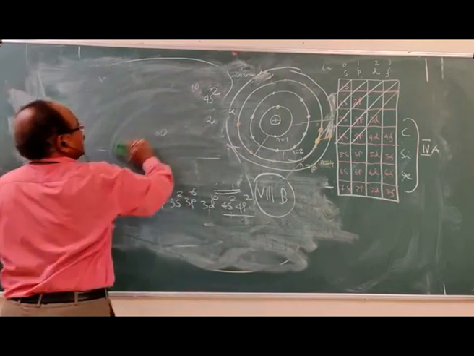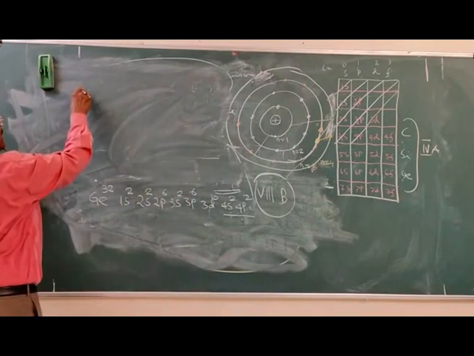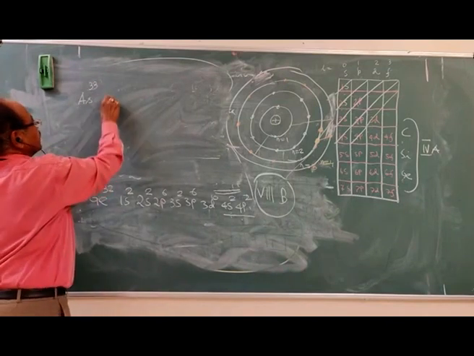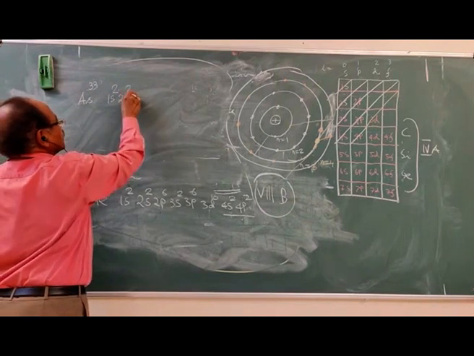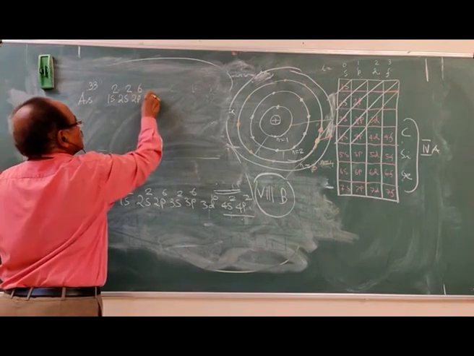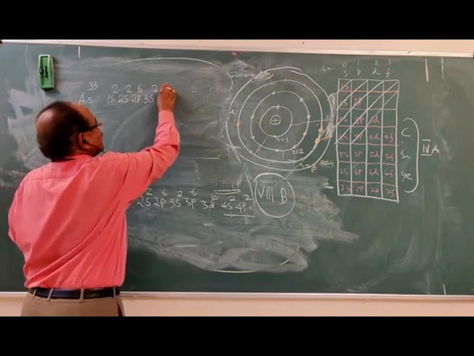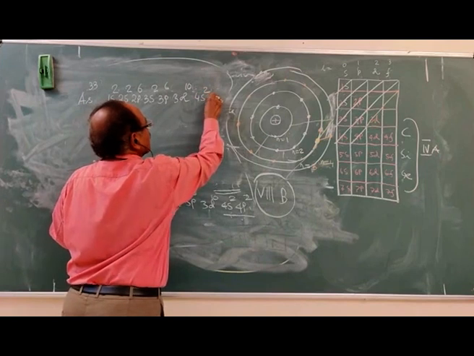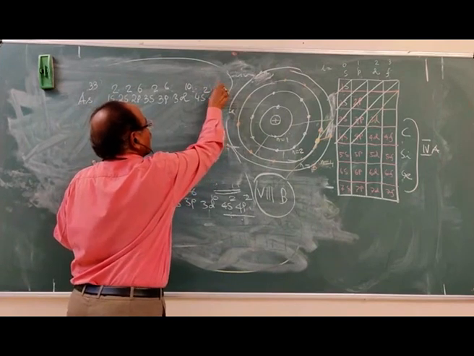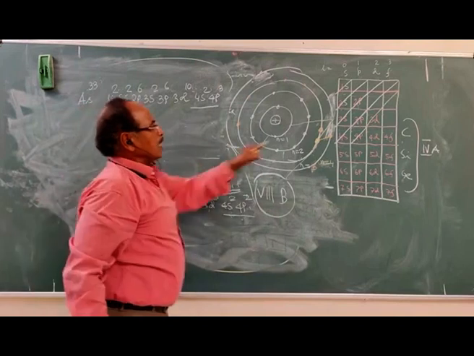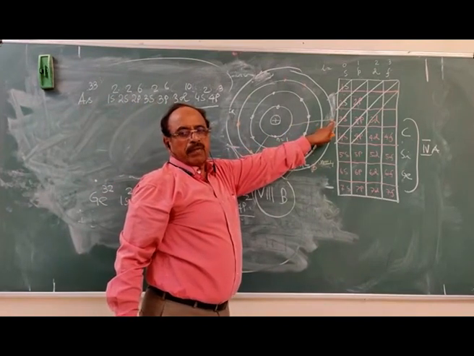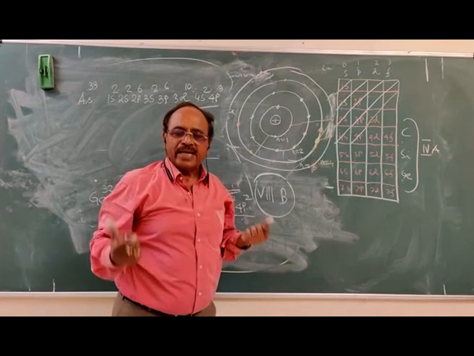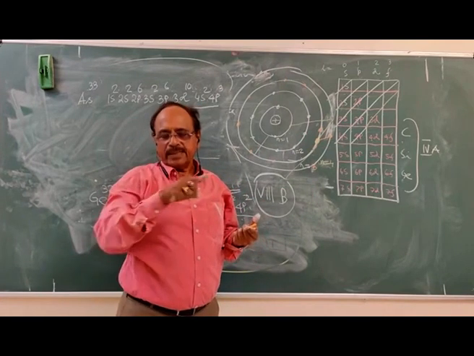If you come to arsenic, 33, we have 1s2, 2s2, 2p6, 3s2, 3p6, 3d10, 4s2, 4p3. How many electrons in the outermost cell? In the outermost cell there are 5 electrons. That is placed in the 5A subgroup of the periodic table in the fourth period.